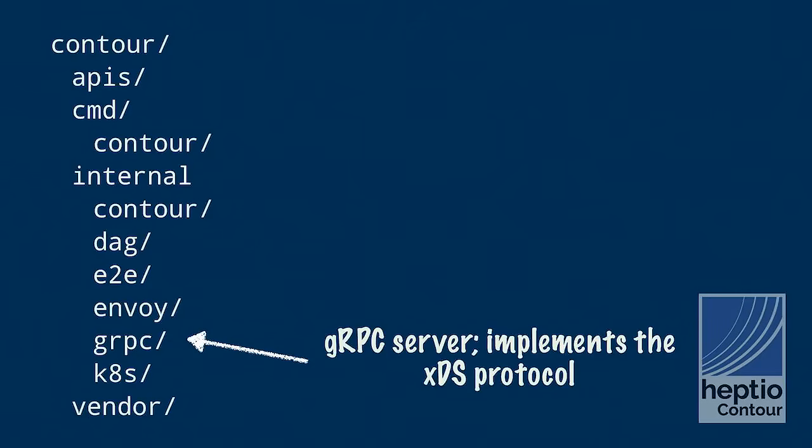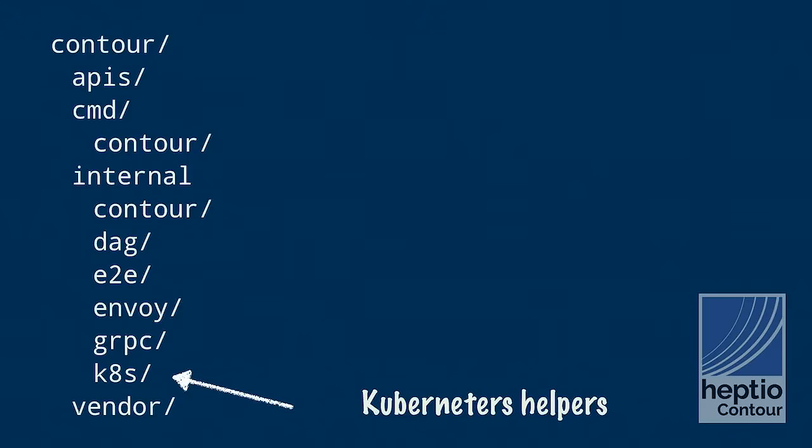We have some gRPC helpers. This implements just the handshaking for what Envoy calls xDS, which is just the name for the messages that go back and forth between Contour and Envoy. And we have a few Kubernetes helpers for doing similar things, setting up watches on the Kubernetes side.